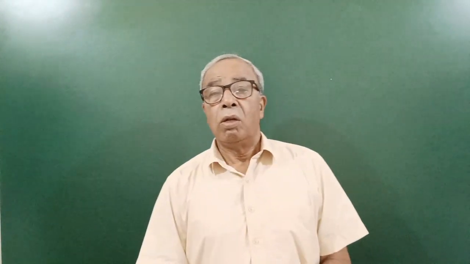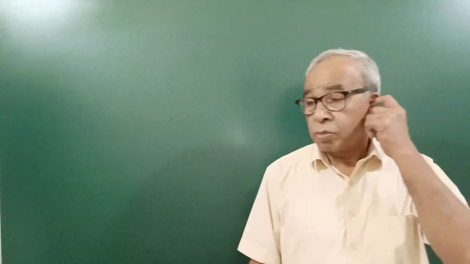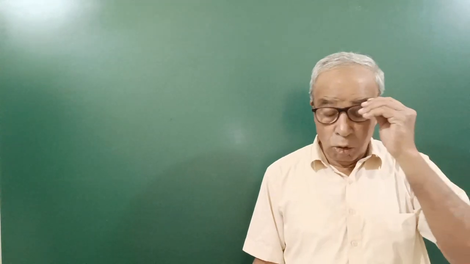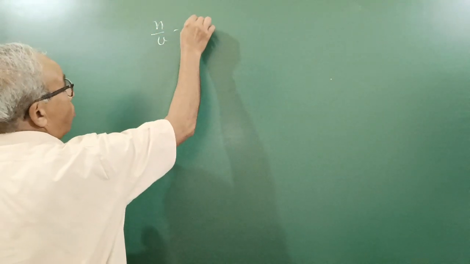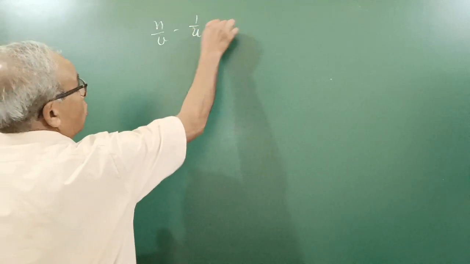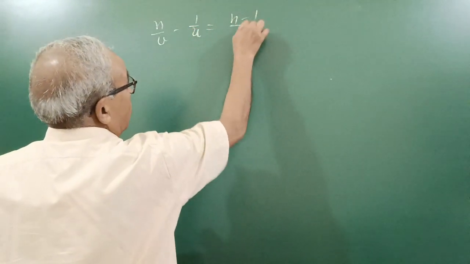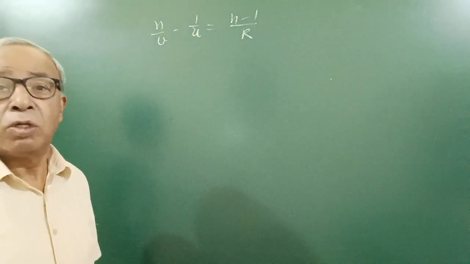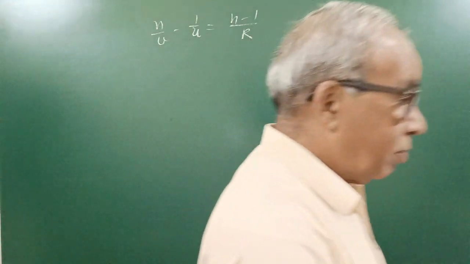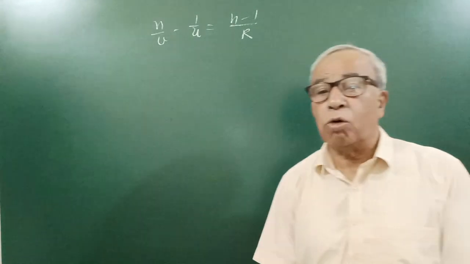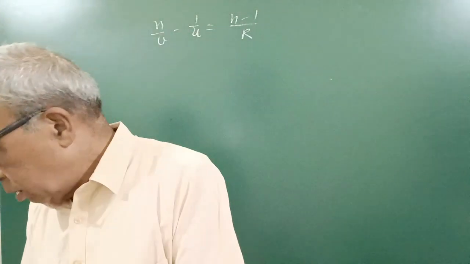Well, dear friends, I told you the refraction formula for a spherical surface, that is n upon v minus 1 upon u equals n minus 1 upon r. Refraction formula for a spherical refracting surface, whether convex or concave.